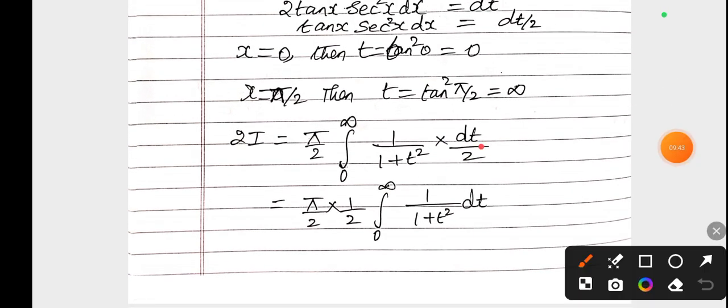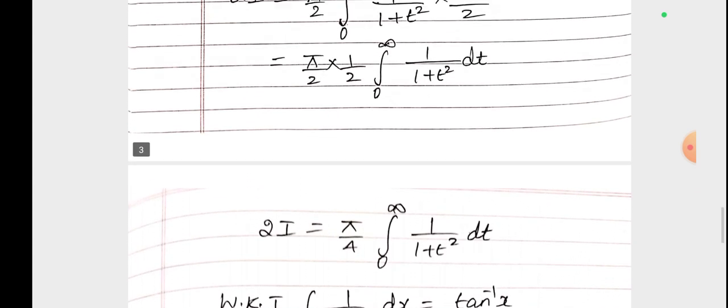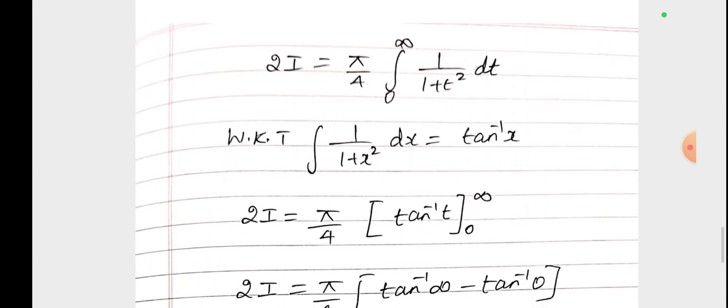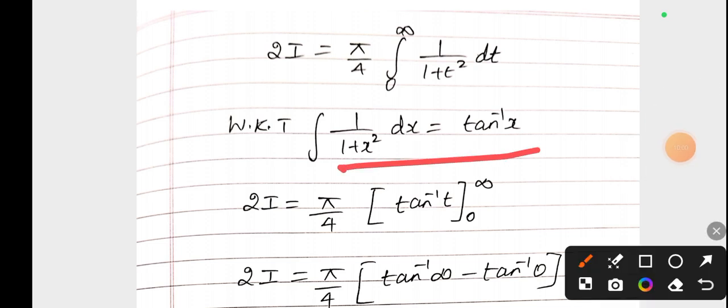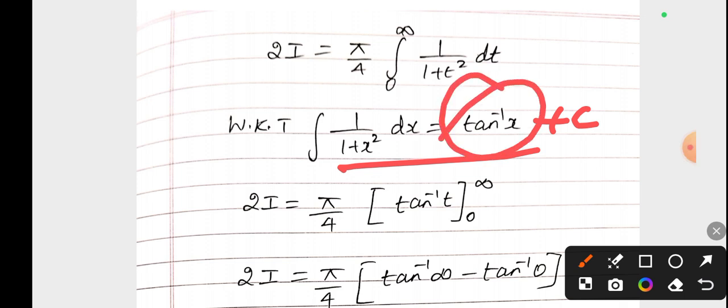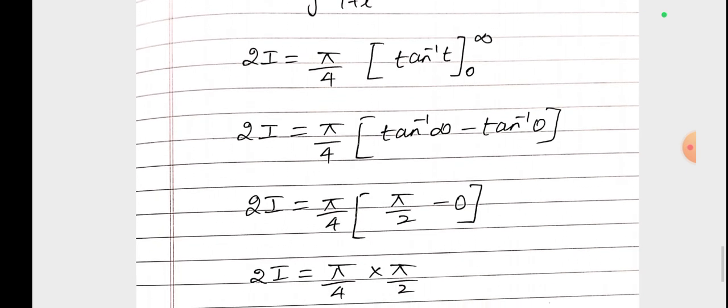Then here the 2 you keep outside. So we will get pi by 2 into 1 by 2, integral 0 to infinity 1 by 1 plus t square. So pi by 2 into 1 by 2 becomes pi by 4, children. Then we all know the integral of 1 by 1 plus x square dx is tan inverse of x plus c. But here it is a definite integral, so no problem. It's tan inverse of x, but here instead of x square, t square is there. So tan inverse of t.